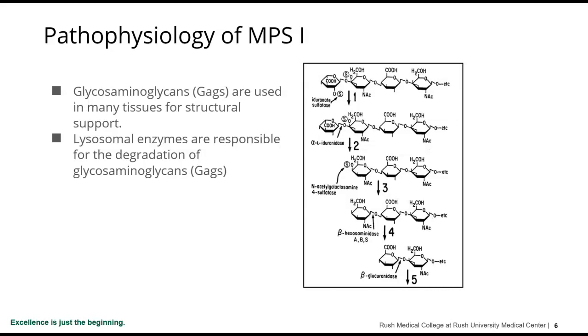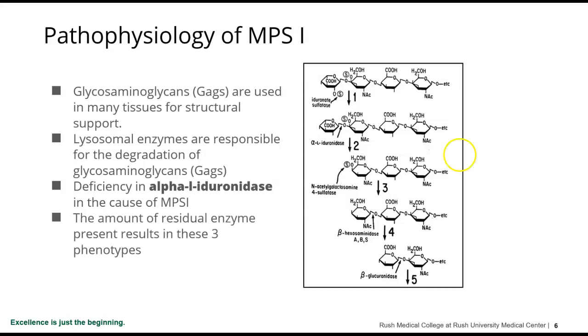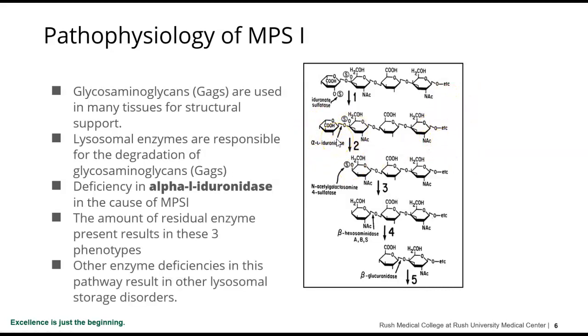So there are a number of enzymes that are responsible for taking this glycosaminoglycan down to something small enough to be excreted from the body. And so there are a lot of steps here. In the case of Hurler syndrome, the enzyme alpha-L-iduronidase is not working right. So here's the enzyme alpha-L-iduronidase, and it breaks this little piece off.